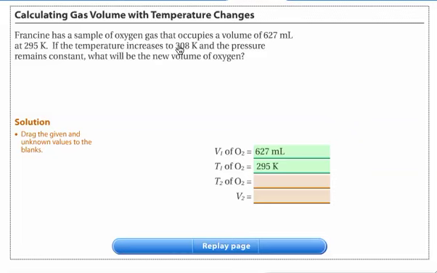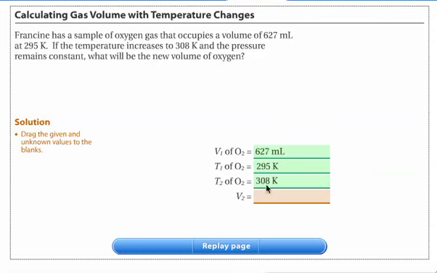then what's going to happen to the volume? Now, volume and temperature are directly related, which means that as the temperature goes up, so will the volume. So knowing that before we even start, that should let us know whether or not we're doing the problem right.